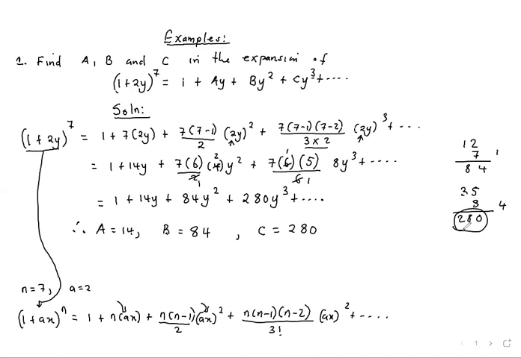Sir, I think for B, it's not supposed to be 84. Yeah, you're right. It's supposed to be 168, that's what I found. I think it's supposed to be 84. Calculate again. Sir, yes, it's supposed to be 84.